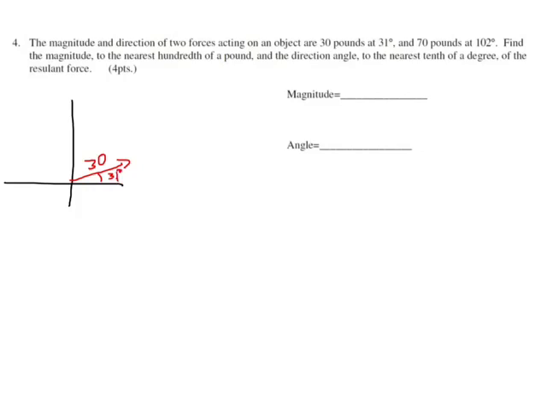Alright. Then we have another vector. It's a little larger vector, okay, because it is a 70-pound vector at 102. And remember, the length is the magnitude. So this is going to be a longer vector. We're not drawing it perfectly to scale, but it helps to be close. And this is 102 degrees.